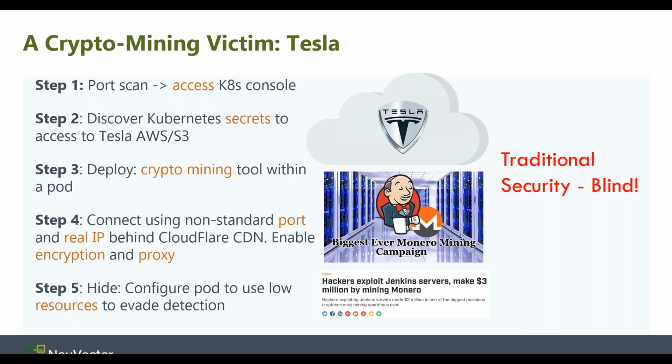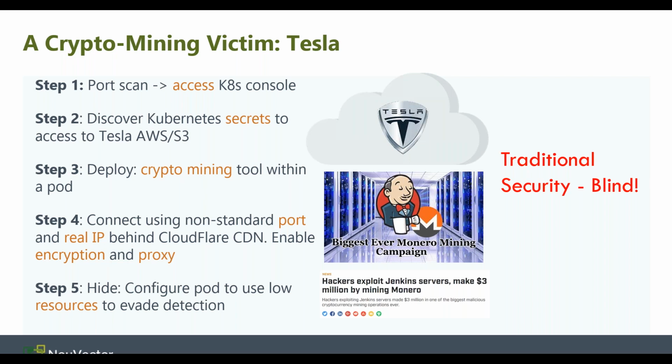And it's smart enough, they tried all kinds of ways to hide their crypto mining pod from being recognized by an administrator. For example, they used a non-standard port, which was not obvious to the gateway firewalls, and they hid their real IP behind the Cloudflare CDN, and they also used encryption and the proxy mode of the Kubernetes networking. This way, the gateway firewall just didn't know anything about it, right? It's purely hidden in the environment.